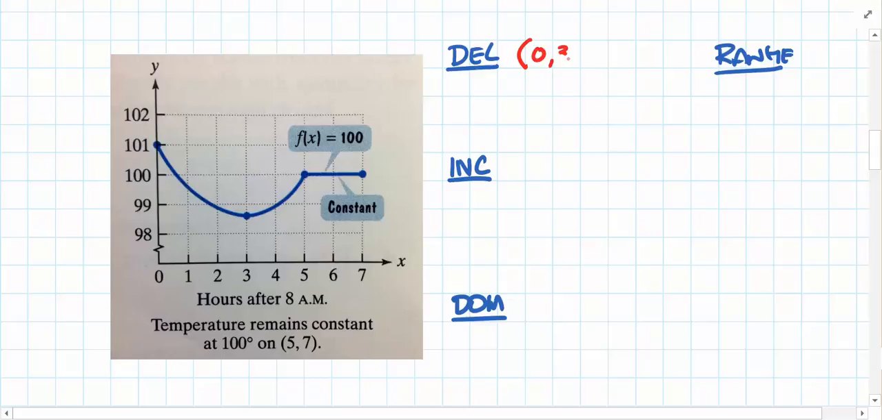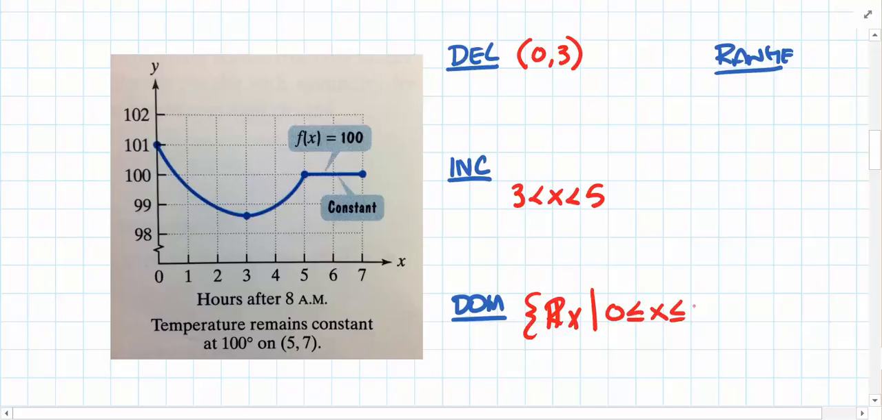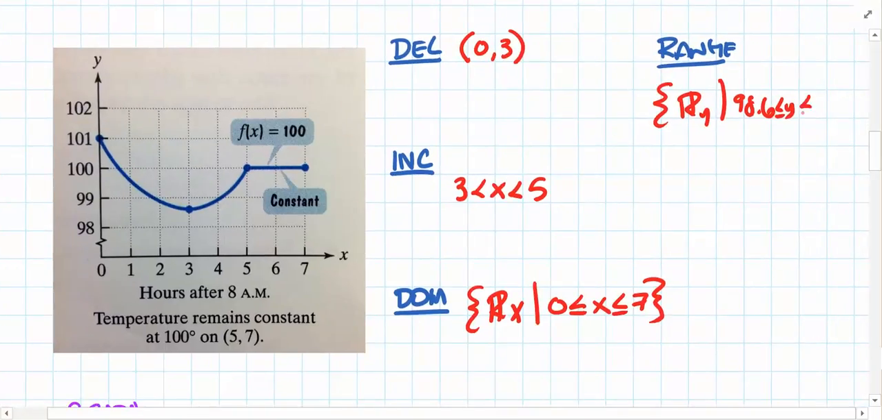Where would it be increasing? From 3 to 5. So I'm going to write this one in inequality notation. 3 less than x less than 5. What would be the domain of this particular function? From 0 to 7, exactly. It would be all real numbers x such that 0 less than or equal to x less than or equal to 7. Very good. What about the range of this function? 98.6 to 101. Very good. So all real numbers y such that 98.6 less than or equal to y less than or equal to 101. Now, the only other thing we haven't talked about is constant.